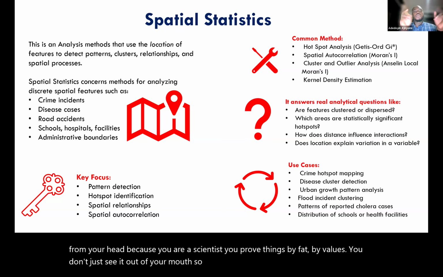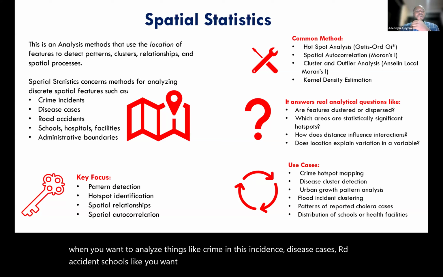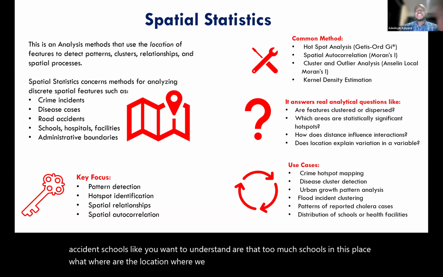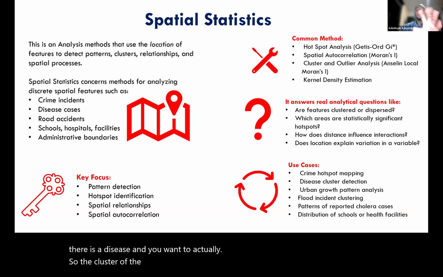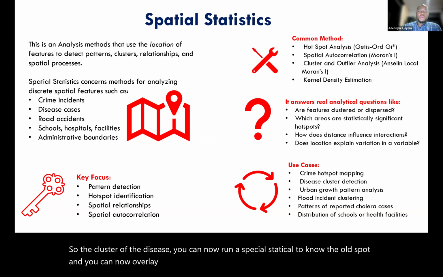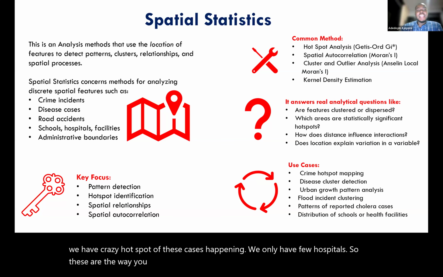So you use this method when you want to analyze things like crime incidents, disease cases, road accidents, schools. You want to understand, are there too many schools in this place? Where are the locations where we don't have many hospitals? For example, maybe there is a disease and you want to know the cluster of the disease. You can run a spatial statistical tool to know the hotspot, and you can overlay your hospital locations on it to know, oh, these places where we have a crazy hotspot of these cases happening, we only have few hospitals. So this is the way you integrate your spatial data together.